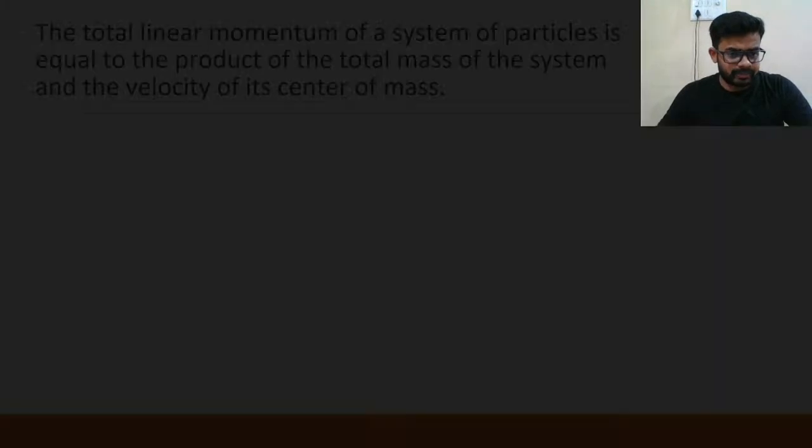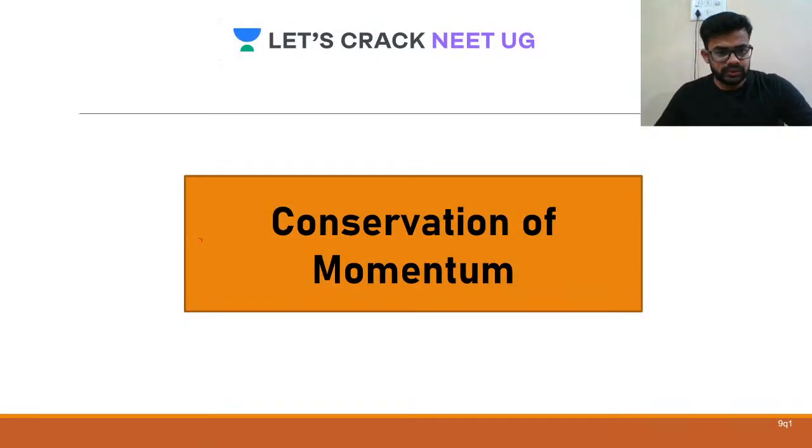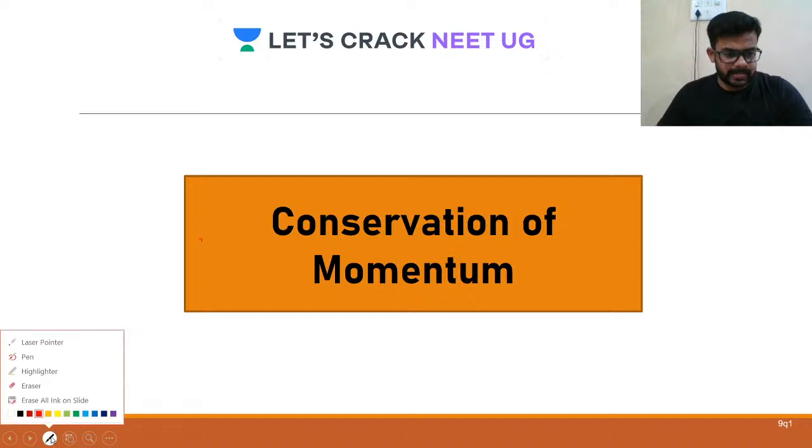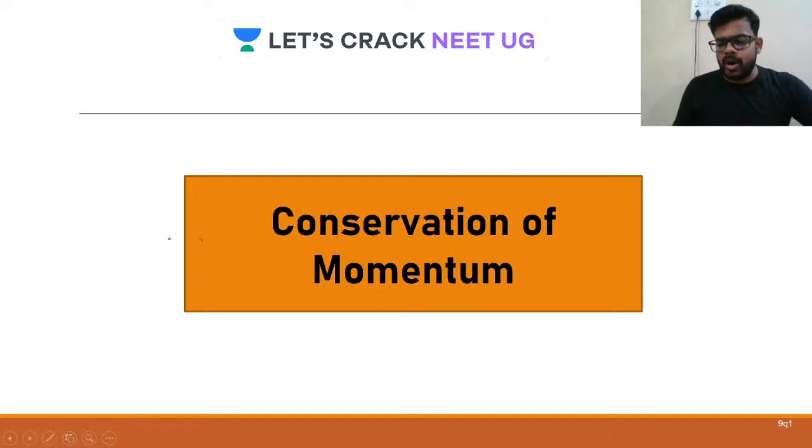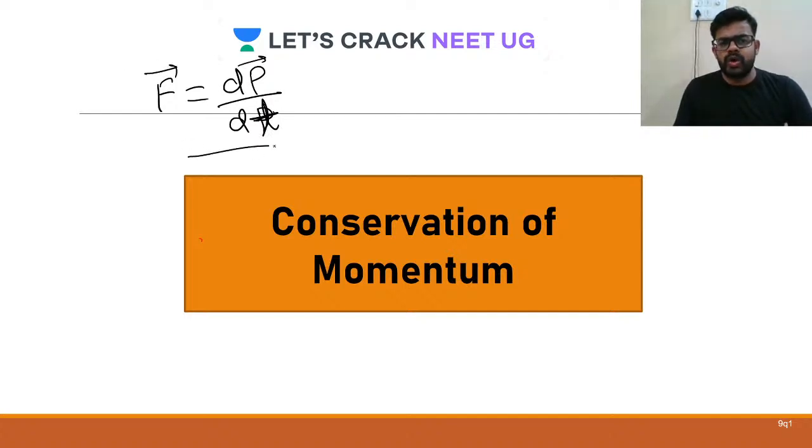Now I'm going to talk about the law of conservation of momentum. What is that? We know one thing, Newton's second law. Newton told that F is equal to dp by dt. All of you know Newton's second law: the rate of change of momentum is equal to force. So F is equal to dp by dt.